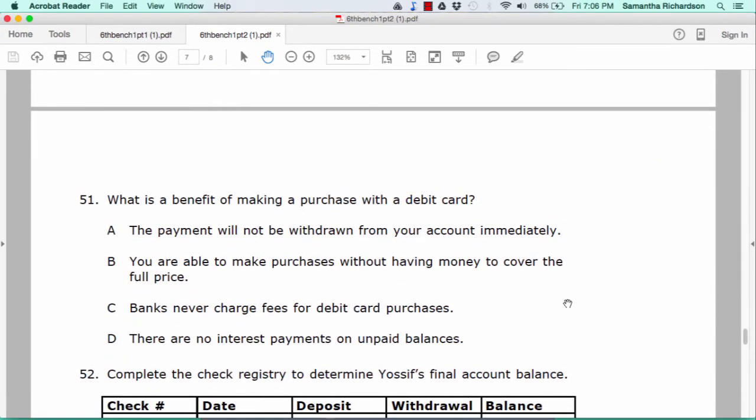Question 51. What is a benefit of making a purchase with a debit card? A. The payment will not be withdrawn from your account immediately. B. You are able to make purchases without having money to cover the full price. C. Banks never charge fees for debit card purchases. D. There are no interest payments on unpaid balances.